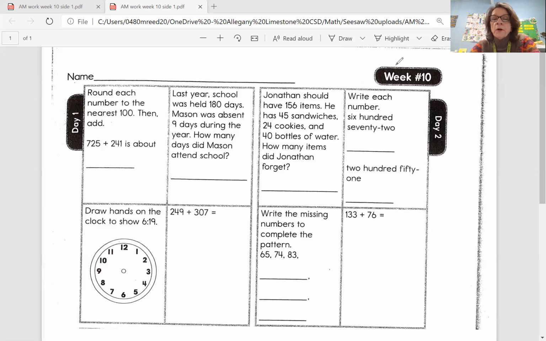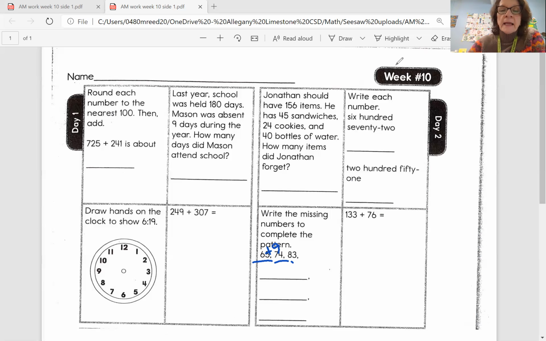Okay. Now I've got 74. Let's see if we add 9 to 74, if we get 83. We're going to count on. So if we start at 74, counting on, we start with 75. So 75, 76, 77, 78, 79, 80, 81, 82, 83. Yep. Looks like my pattern is adding 9 because I added 9 both times.